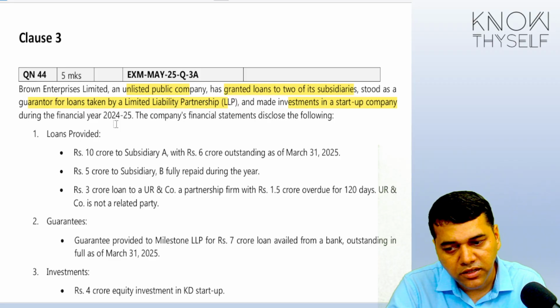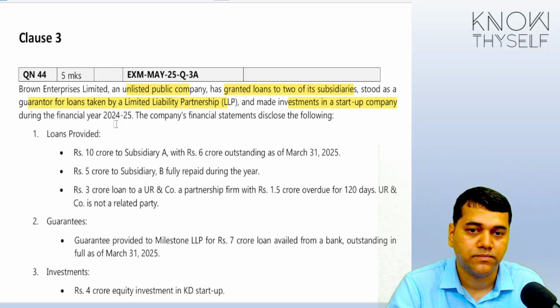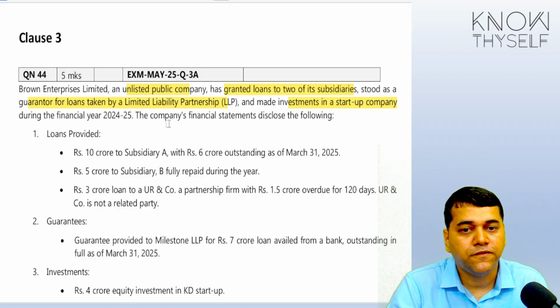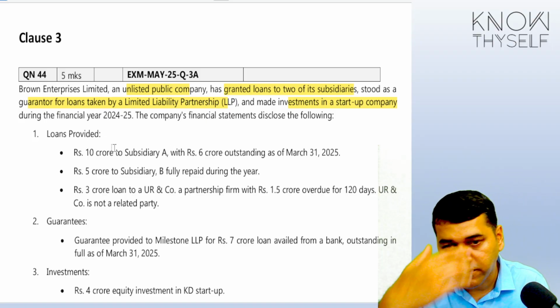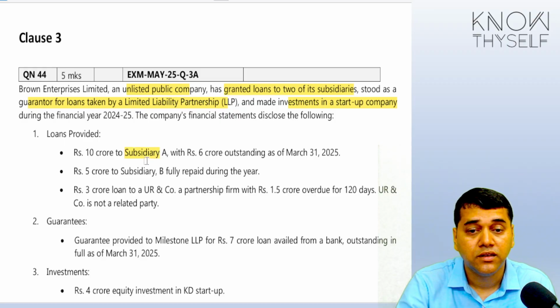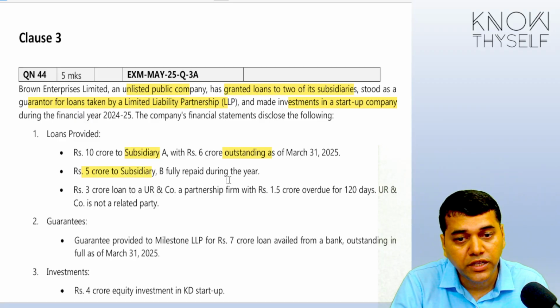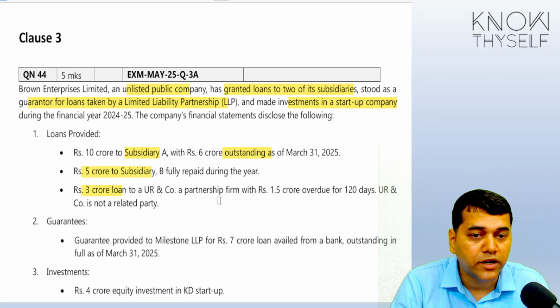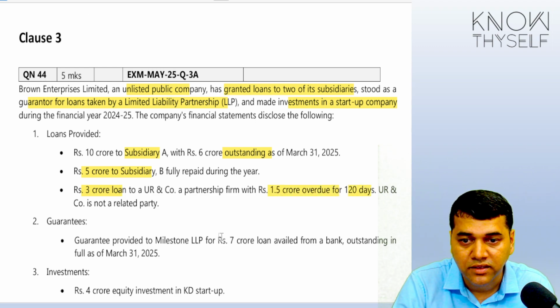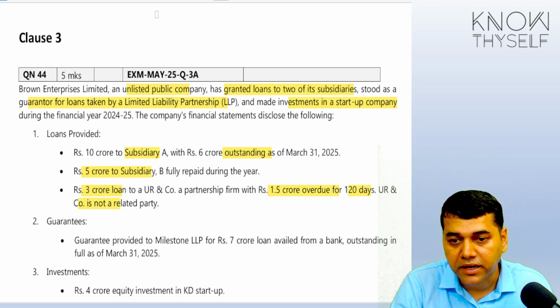But it should not be prejudicial to the interest of the company. The financial statements disclosed loans provided: 10 crores to subsidiary A, with 6 crores outstanding; 5 crores to subsidiary B, fully repaid; and a 3 crore loan to UR & Co from a partnership firm, of which 1.4 is overdue by 120 days. So 90 days is the norm, and they are not related parties.